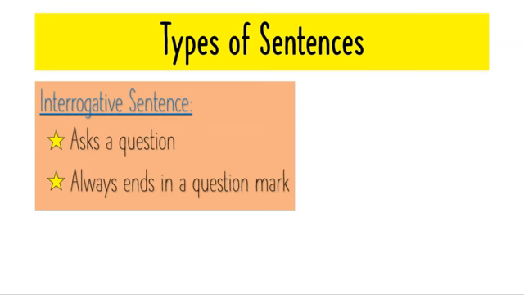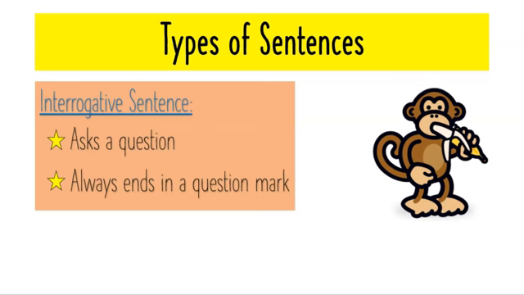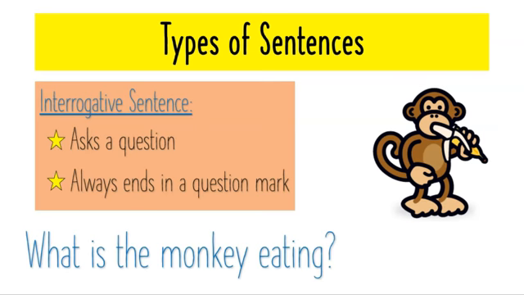Here is an example of an interrogative sentence. What is the monkey eating? This is an example of an interrogative sentence because it asks what the monkey is eating. And you guessed it, it ends in a question mark.